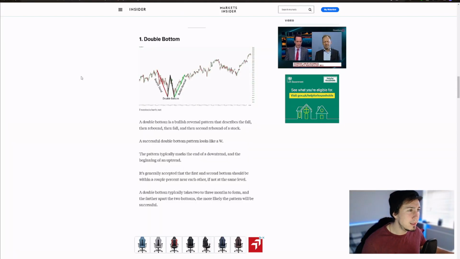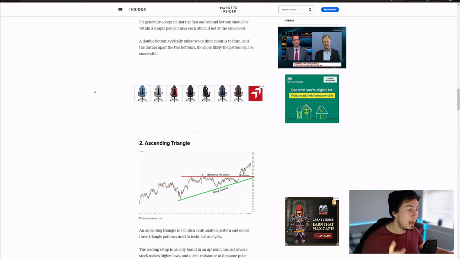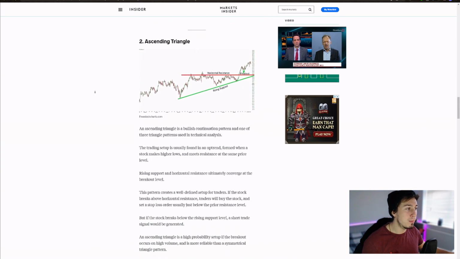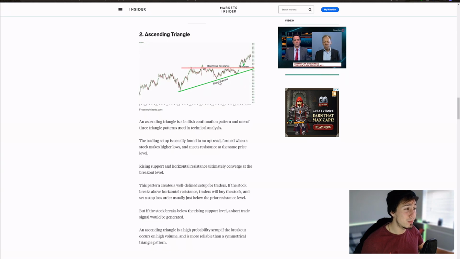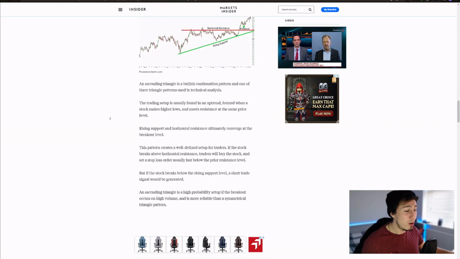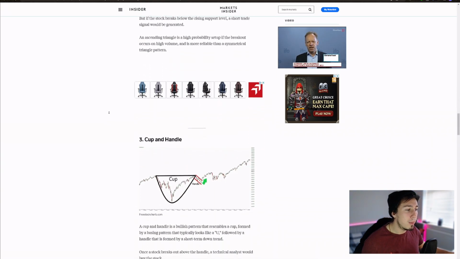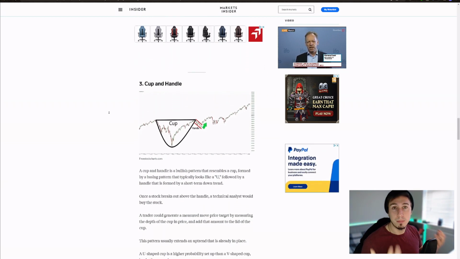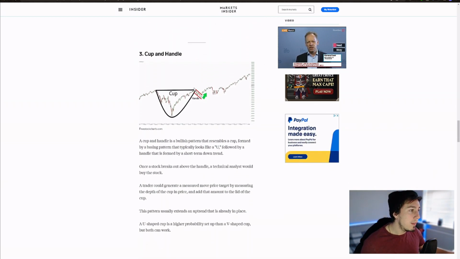Bullish chart patterns, make sure you learn these, understand what they are. You will start to see them on the charts as you look for them across all time frames. Bullish ones: double bottom, a bullish reversal pattern; ascending triangle, a continuation pattern to the upside, horizontal resistance with a rising support, basically a triangle. Cup and handle is less common, but also a bullish reversal pattern where you have a cup, then a small handle, then you break the neckline resistance.